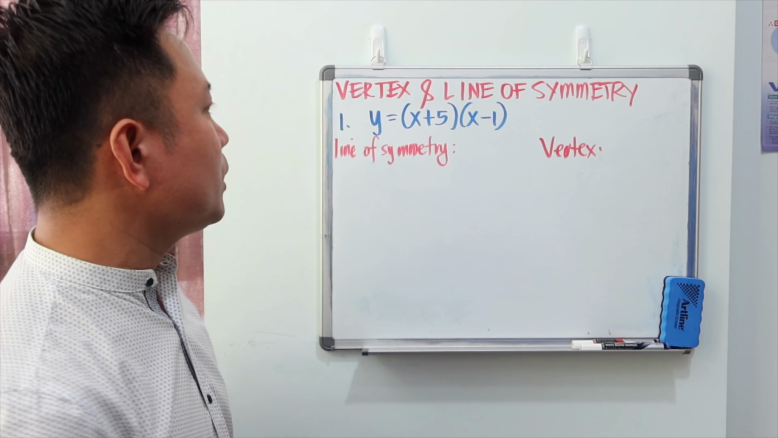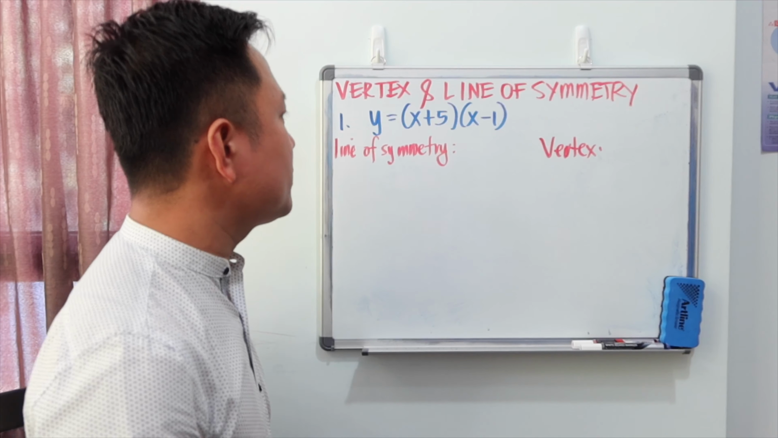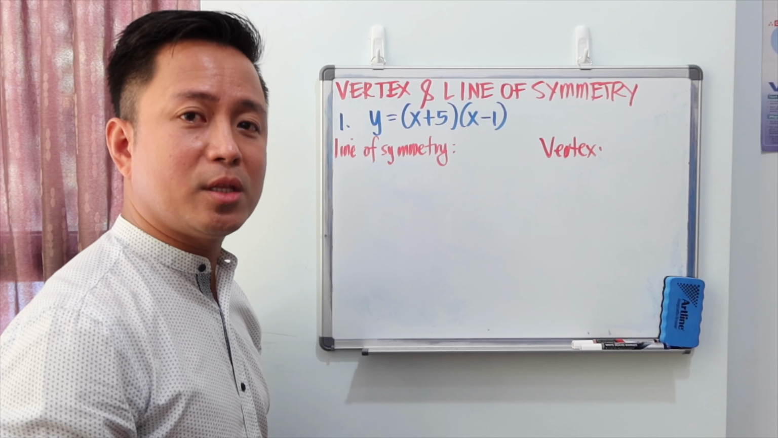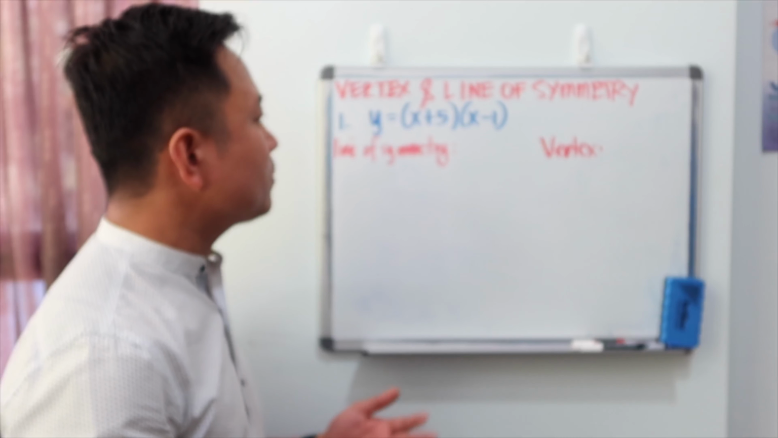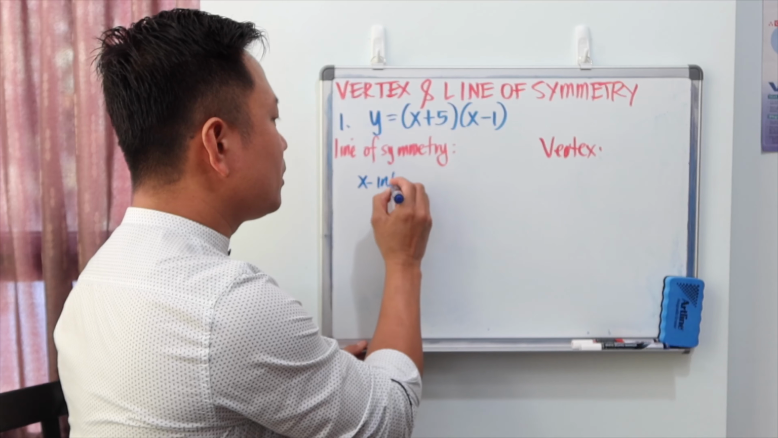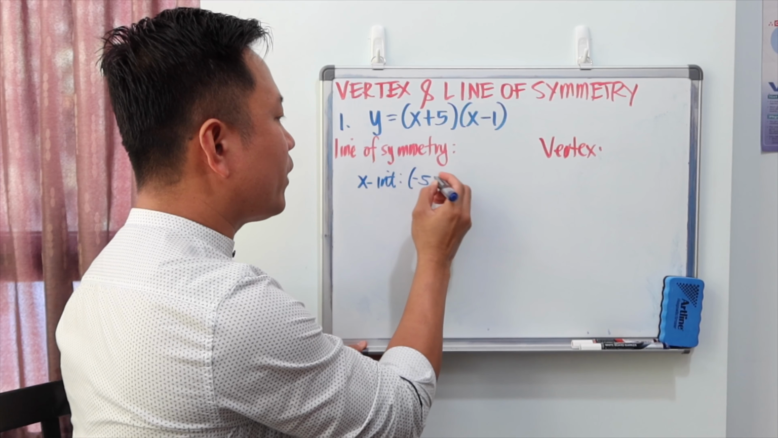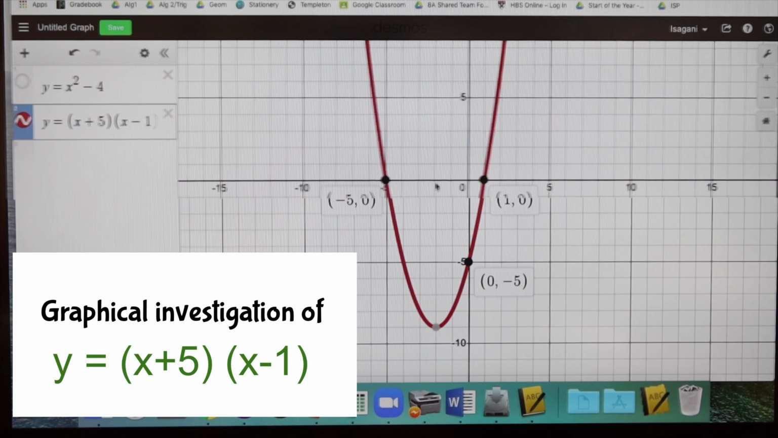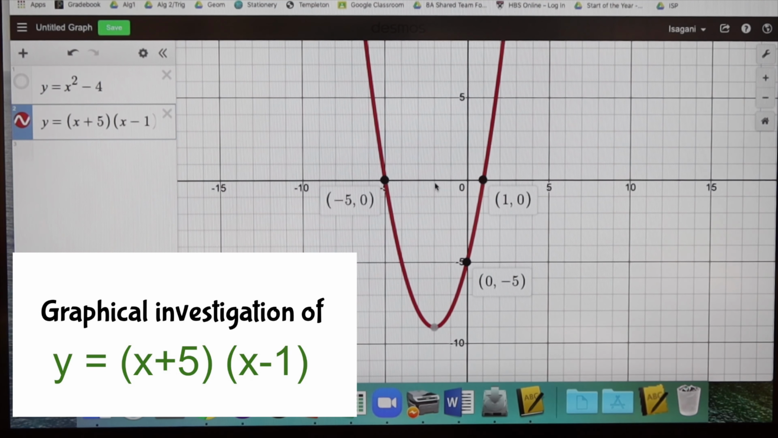We have y is equal to (x + 5)(x - 1). So this quadratic function is in factored form, so that means we can easily get the x-intercepts. The x-intercepts are (-5, 0) and (1, 0). Line of symmetry is always between the x-intercepts. So if you have negative 5 and positive 1, the line of symmetry will be halfway between the 2 points, so it should be at negative 2.